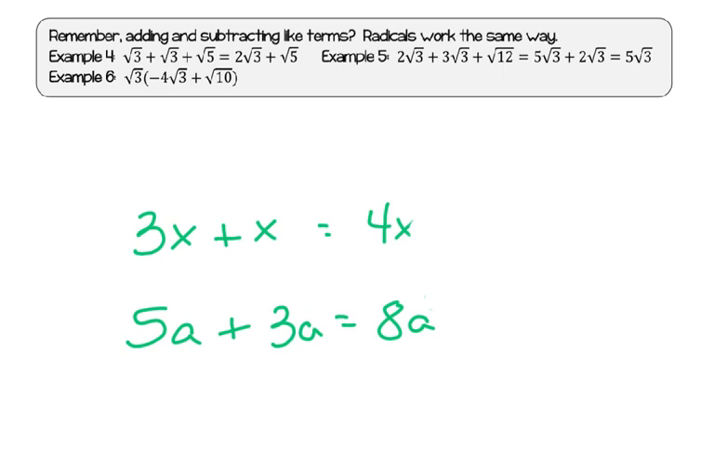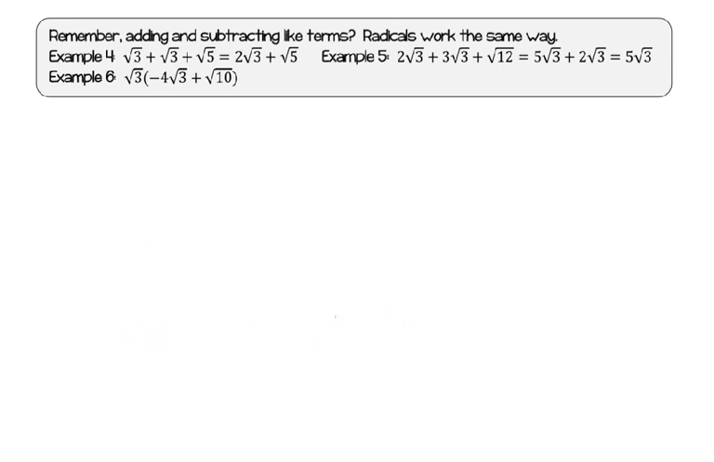And so radicals, the great news is they work very, very much the same. So we are going to look at a couple examples first. So example 4, you've got square root of 3 plus square root of 3 plus square root of 5. Since these are the same thing, I've got 1 square root of 3 and 1 square root of 3, which makes 2 square root of 3's, plus square root of 5. Because the radicands are not the same and I'm adding, I cannot do anything else. It's like if you have 2y plus z, you can't do anything with that, so you're done.